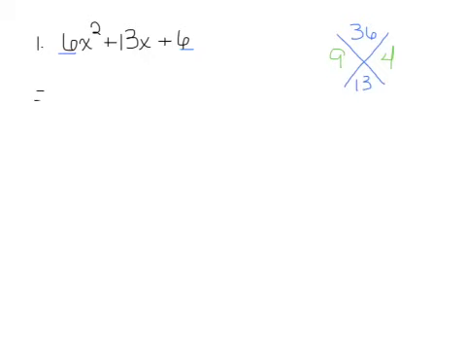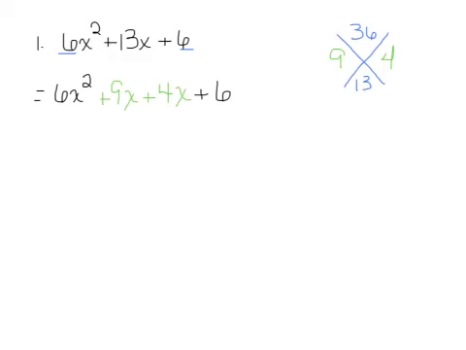So what I'm going to do is rewrite this polynomial as 6x squared plus 9x plus 4x plus 6. There's nothing different between the first row and the second row, 6x squared plus 13x plus 6, and 6x squared plus 9x plus 4x plus 6. They still add up to the same thing. I've just written them as not combining like terms.